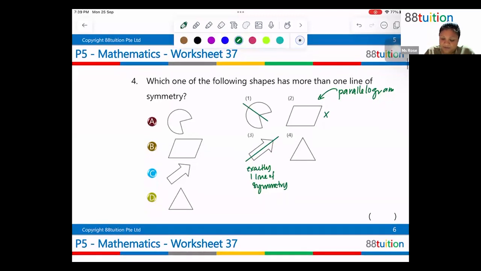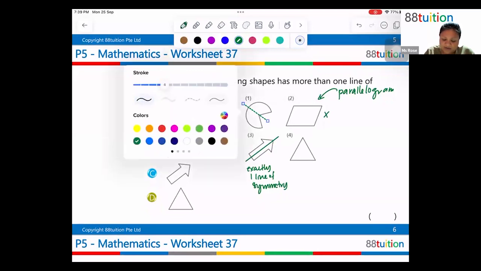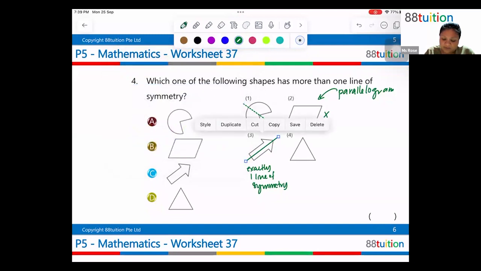Ready? So what about a triangle? Before I mislead this one, a line of symmetry is always represented by a dotted line. So I have this. For a triangle, you have one.